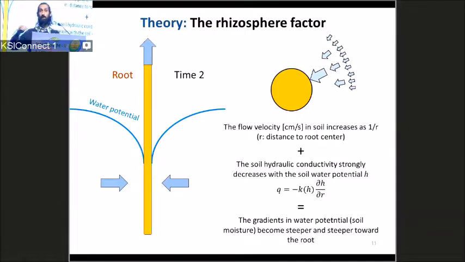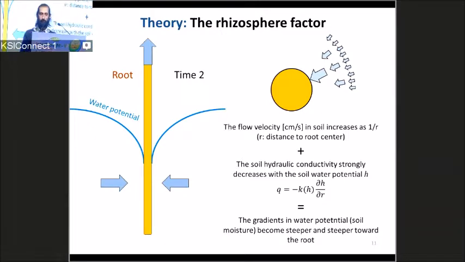And of course, when the roots are thin, with a small diameter, this problem is bigger. The second is the nature of soil properties, which are summarized in this equation here, where the flow is equal to a conductivity times a gradient in water potential. Since the water potential is decreasing toward the roots, the conductivity decreases toward the roots, and this creates this kind of exponential. The closer you are to the root, the steeper the gradients.